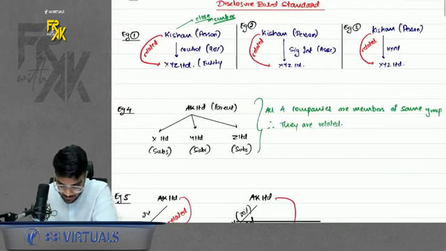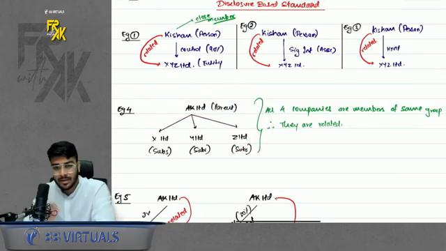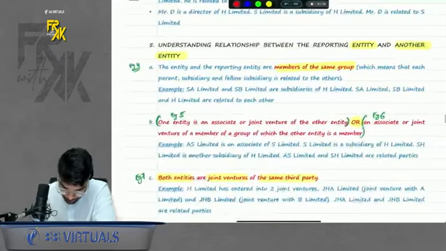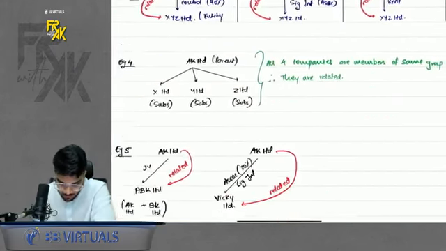So let's say AK is the parent. He has 3 subsidiaries. All of these companies are members of the same group. They all are related between them. Next, one entity is an associate or joint venture of the other entity. What is the meaning of this?